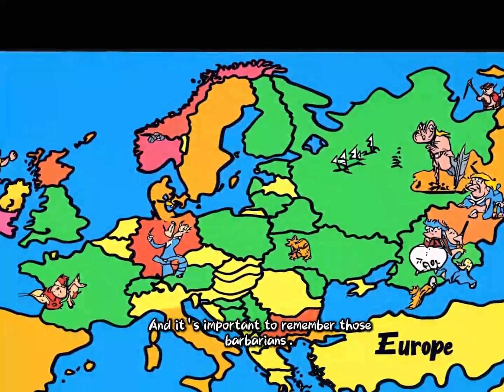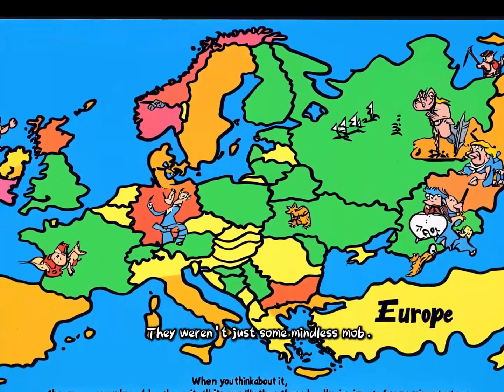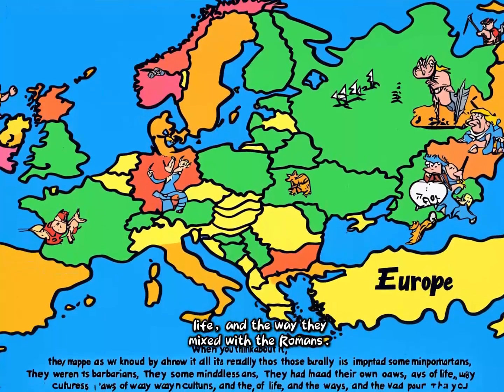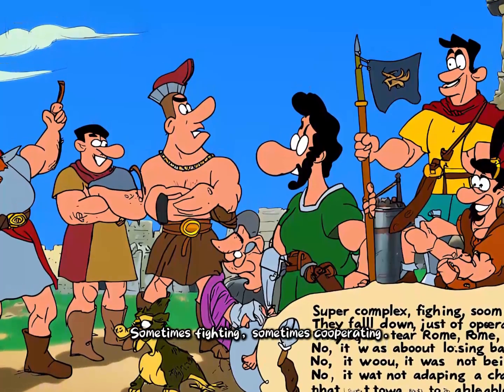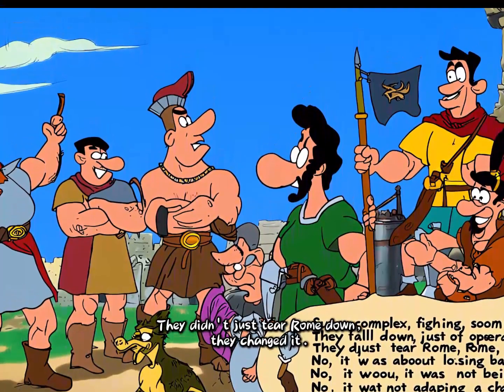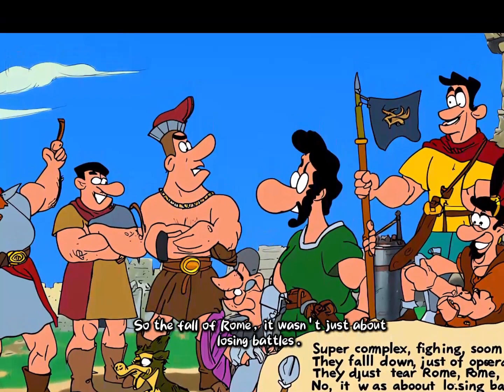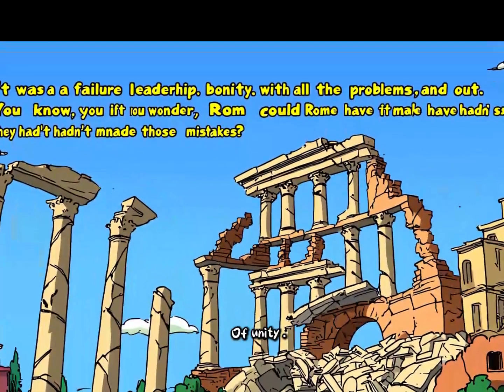It really is, and it's important to remember those barbarians. They weren't just some mindless mob. They had their own cultures, laws, ways of life, and the way they mixed with the Romans, super complex, sometimes fighting, sometimes cooperating. They didn't just tear Rome down, they changed it. So, the fall of Rome, it wasn't just about losing battles. No, it was about not being able to adapt to a changing world. It was a failure of leadership, of unity.